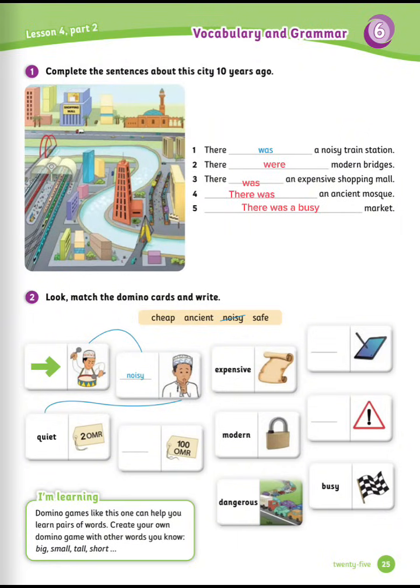Exercise number 2. Look, match the domino cards and write. Use the words in the box above to help you. Let's see the answers. Noisy, quiet, cheap, expensive, ancient, modern, safe, dangerous, busy.